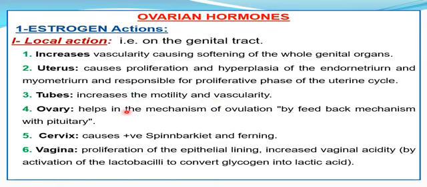In the ovary, it helps in the mechanism of ovulation by negative feedback with FSH and positive feedback with LH. On the cervix, it causes positive sperm penetration and ferning. On the vagina, it causes proliferation of the epithelial lining, increasing vaginal acidity by stimulating the Doderlein bacilli or lactobacilli to convert glycogen into lactic acid.